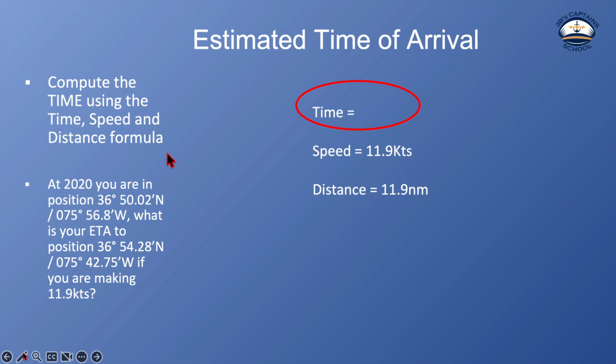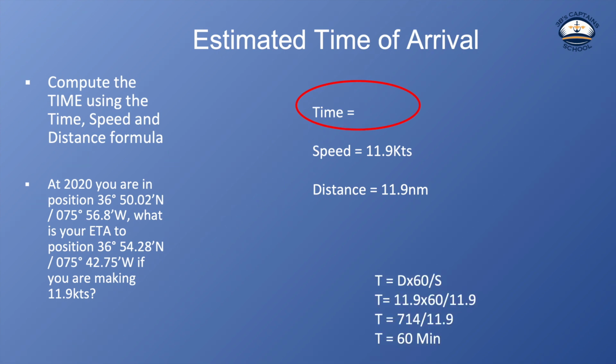So how do we get time? Time equals distance times 60 divided by speed. So in this problem, our distance is 11.9 times 60 divided by 11.9, and we get 714 divided by 11.9, which gives us a time of 60 minutes.